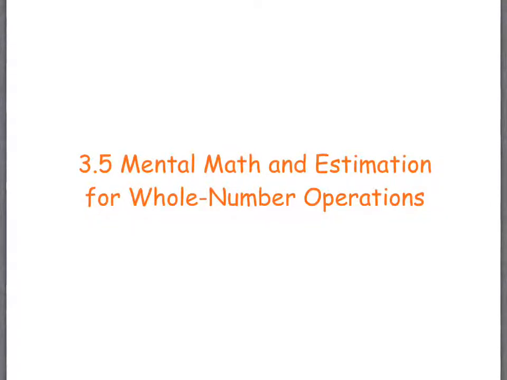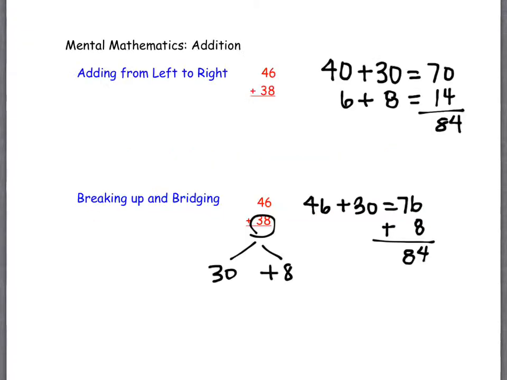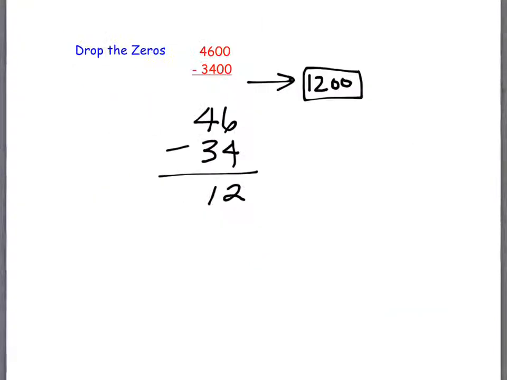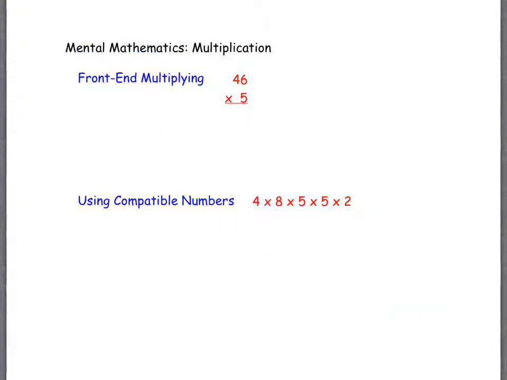Last time we had started 3.5, talking about mental math and estimation. We haven't gotten to the estimation part yet, but we've done mental math for addition and subtraction. And we are going to pick up where we left off and talk about some mental math for multiplication next. You guys ready? Yeah. Yeah, of course you are.